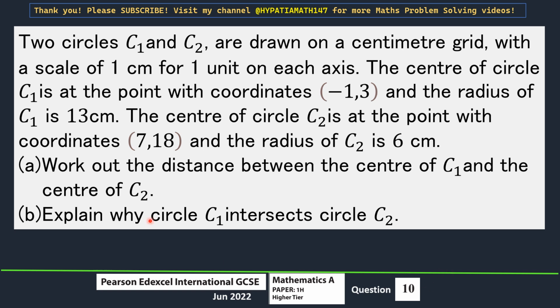Two circles C1 and C2 are drawn on a centimeter grid with a scale of 1 centimeter for 1 unit on each axis. The center of the circle C1 is at the point with coordinates (-1, 3) and the radius of C1 is 13 centimeters. The center of circle C2 is at the point with coordinates (7, 18) and the radius of C2 is 6 centimeters. Work out the distance between the center of C1 and the center of C2 and explain why the circle C1 intersects the circle C2.